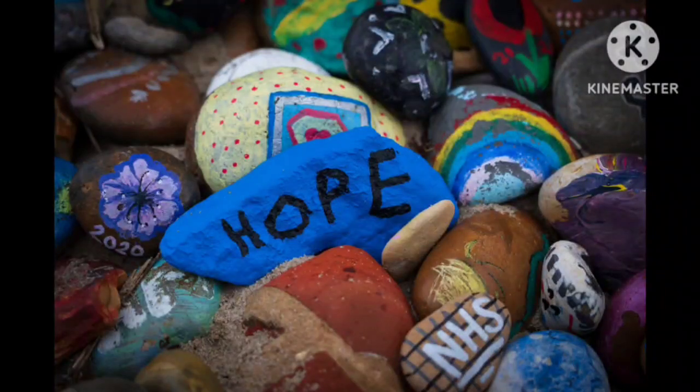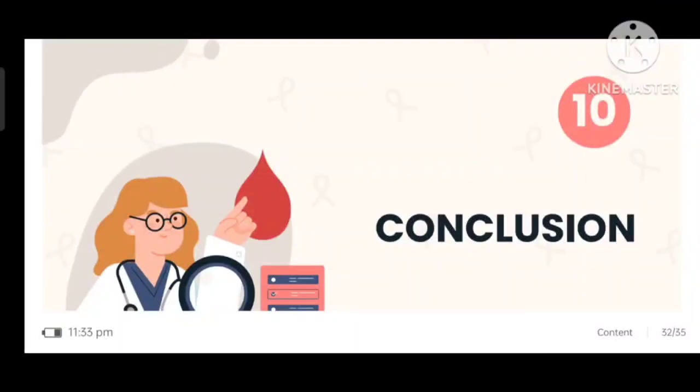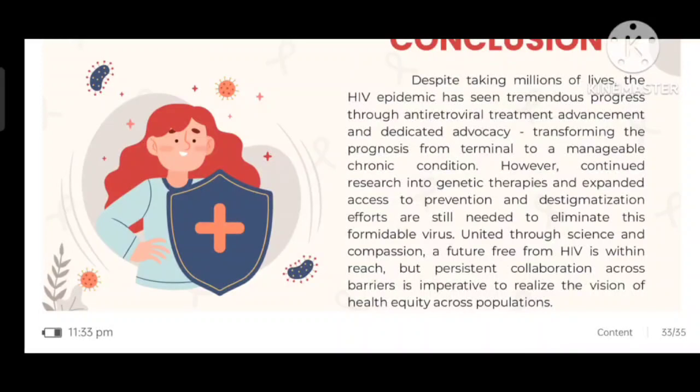Stay hopeful, humans. With tireless efforts and scientific savvy, we can envision a future no longer haunted by the shadow of HIV. Despite taking millions of lives, the HIV epidemic has seen tremendous progress through antiretroviral treatment advancement and dedicated advocacy, transforming the prognosis from terminal to a manageable chronic condition. However, continued research into genetic therapies and expanded access to prevention and destigmatization efforts are still needed to eliminate this formidable virus. United through science and compassion, a future free from HIV is within reach, but persistent collaboration across barriers is imperative to realize the vision of health equity for populations.